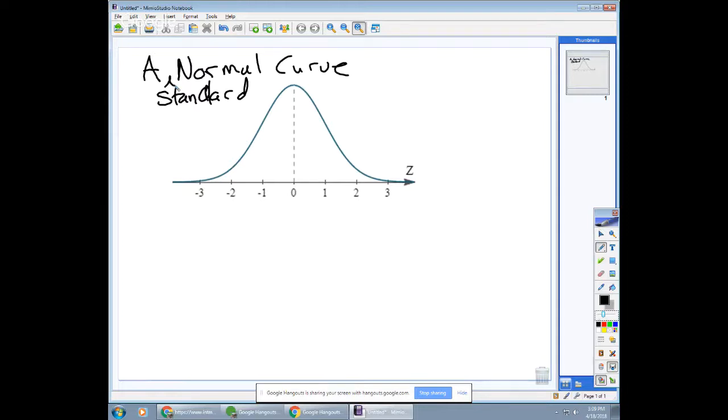So IQ scores aren't as popular as they used to be, which is a good thing. But IQ scores are said to have an average, and the average always goes in the middle, right? The mean of 100, and a standard deviation of 20.